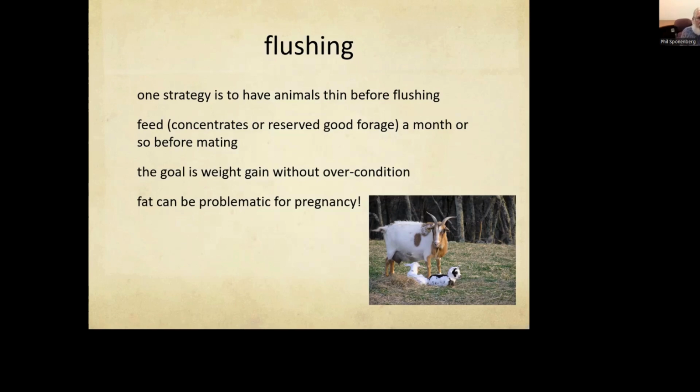Now, the devil is in the details, as always. Basically, younger animals that are still growing are growing anyway. And so flushing isn't really going to work for them because they're already gaining weight. So this actually works for mature animals that have quit growing. Basically, if they're thin and they're gaining weight, they're going to have a greater incidence of twins and triplets than they would have without that flushing. Hopefully that makes sense. Next.